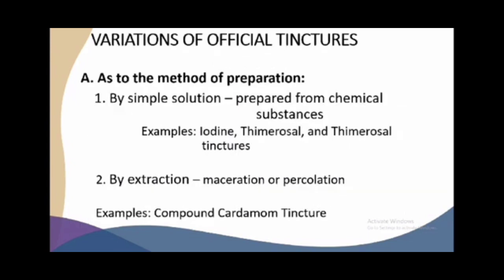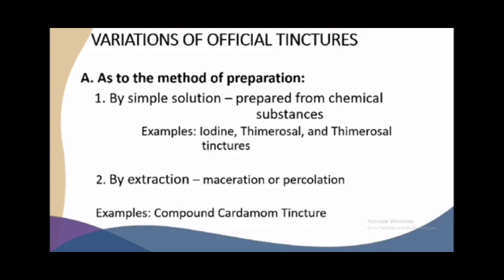So, we have discussed a while ago all about the variations of official tinctures. Now we are going to discuss this one by one. First is as to the method of preparation. Tinctures are prepared by simple solution or by extraction. When we say simple solution, these are prepared from chemical substances. An example of this is iodine, thimerosal. Iodine is the best example for the simple solution. It is used as an antiseptic, for it stops or inhibits the growth of microorganisms in the wound.